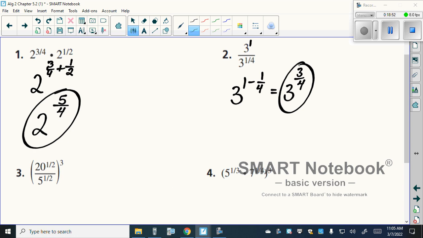And that's as simplified as it gets because we don't have any radicals in the denominator. We don't have anything that we need to simplify. So that is as far as it goes there.